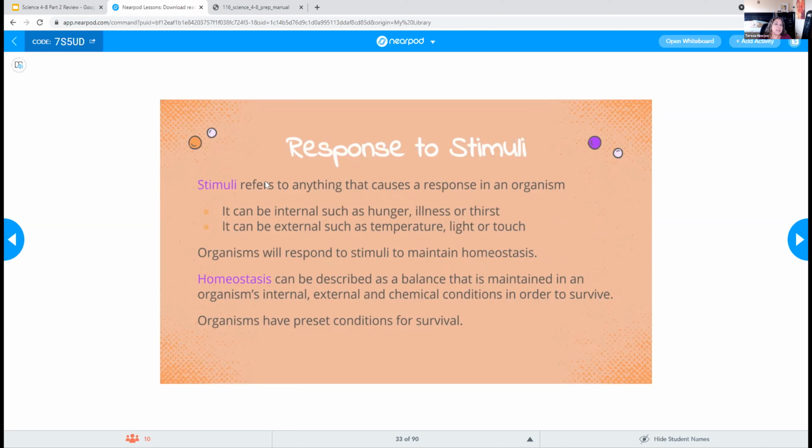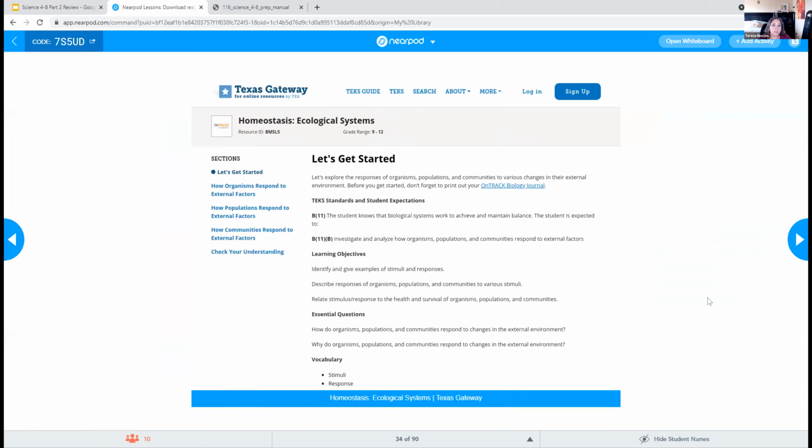And so anytime there is a stimulus to any organism, the organism is going to respond just to stay at homeostasis. And again, it's just to survive.